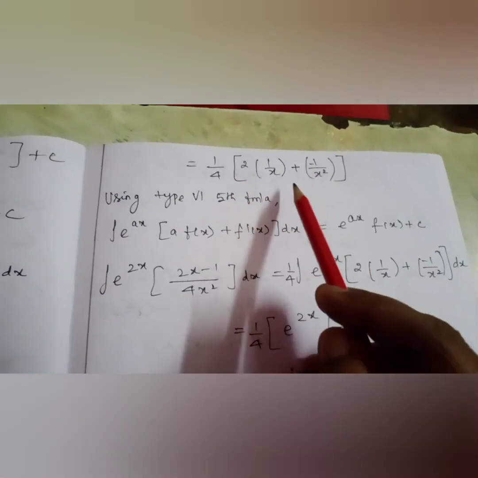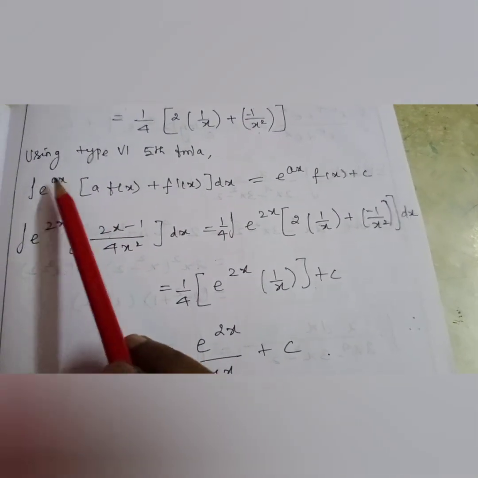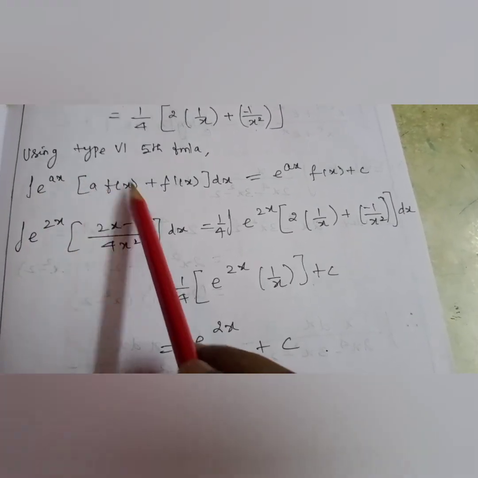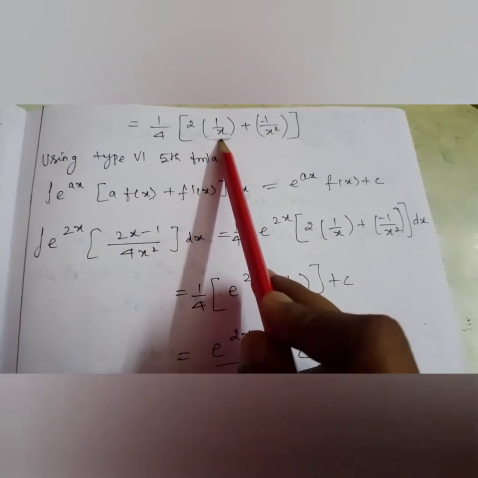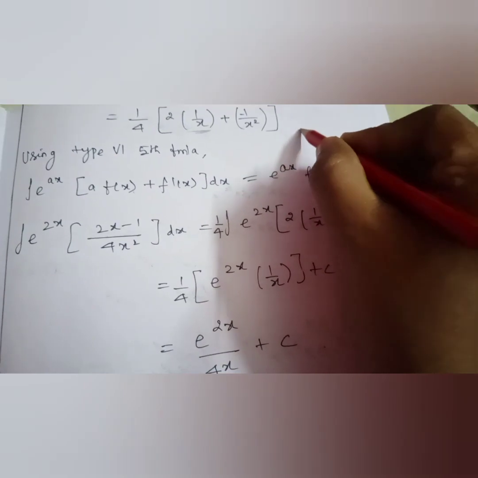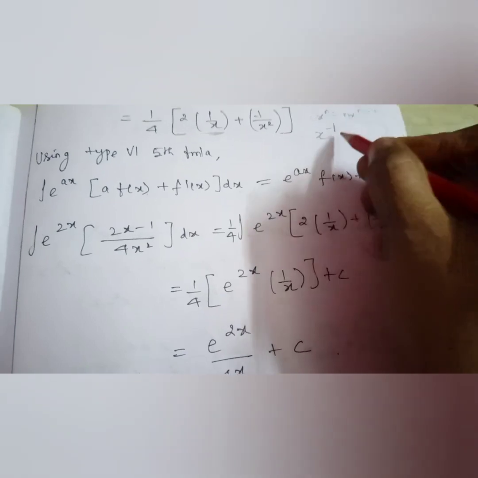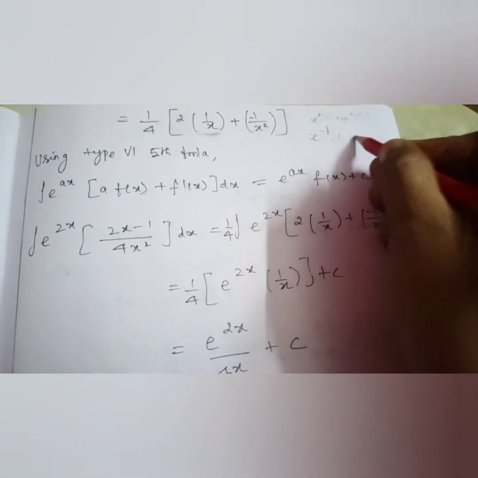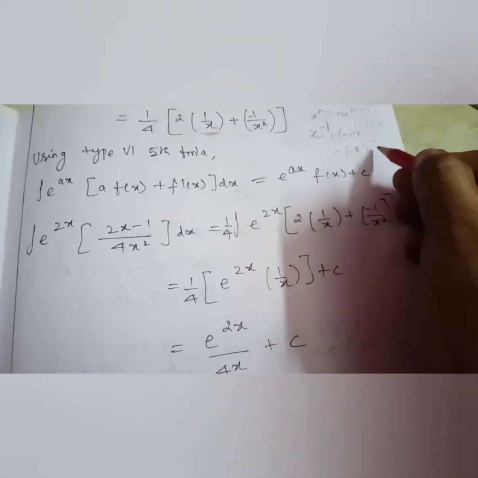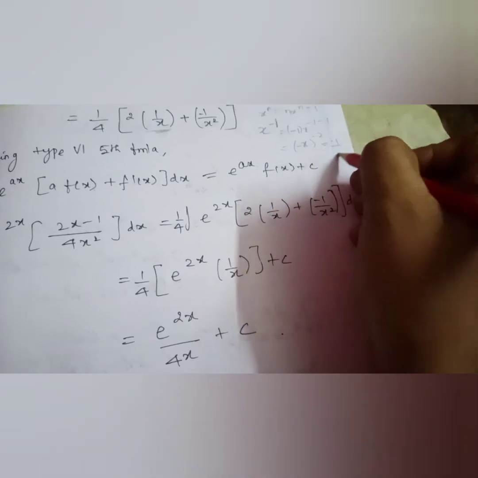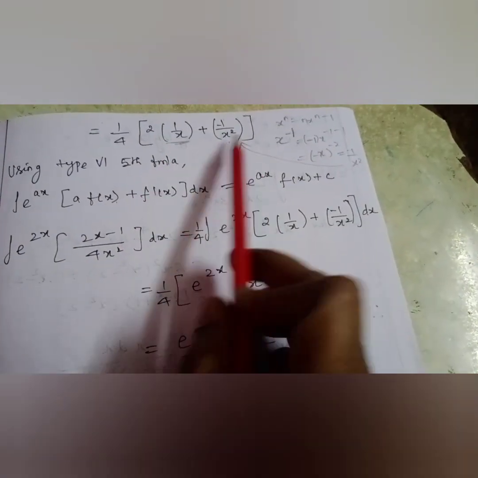Why I am taking it like that is because of the formula here using type 6, 5th formula, that is integral e power ax into a f of x plus f dash of x. So if I take 1 by x as f of x, then what is f dash of x? 1 by x, I will write it as x power minus 1. The x power n formula is n x power n minus 1. So x power minus 1 gives minus 1 into x power minus 1 minus 1, that is minus 1 into x power minus 2, which I can write as minus 1 by x square. That is nothing but my f dash of x. That's why we have split this and written it like this.